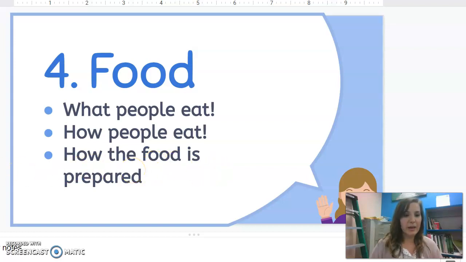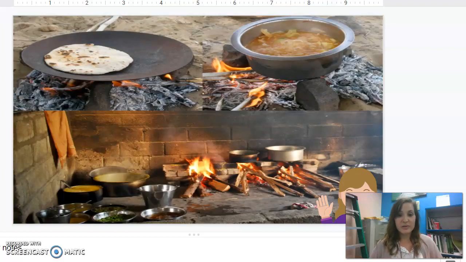And I have a picture here that probably looks a little different than what you're used to, the way you make your dinner. Okay, we have small fires or coals that are used to heat the food. No microwaves here, so this is probably an example of food and technology. All right, many ways to make food or different types of food to eat.